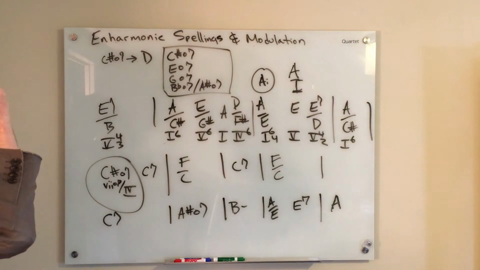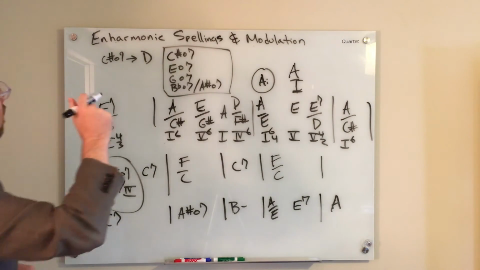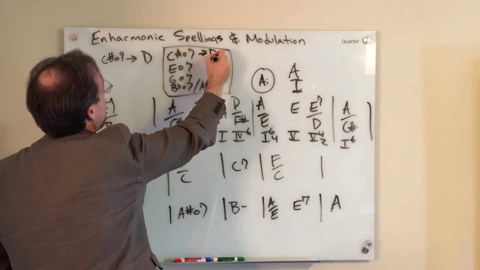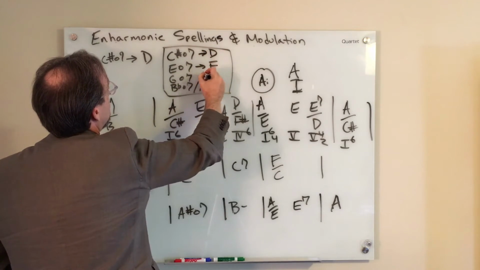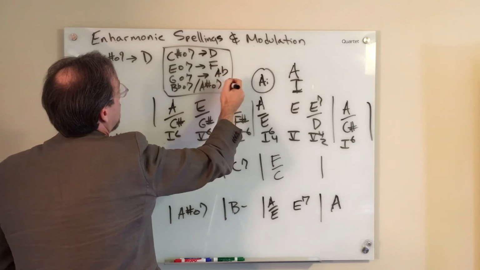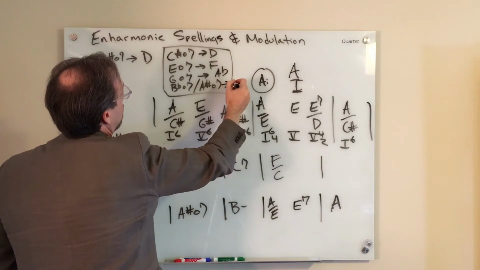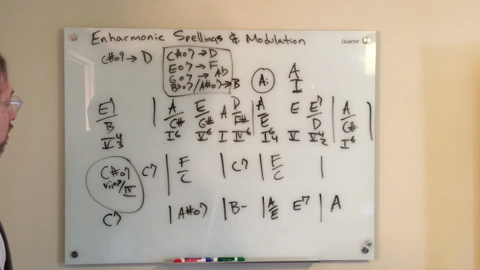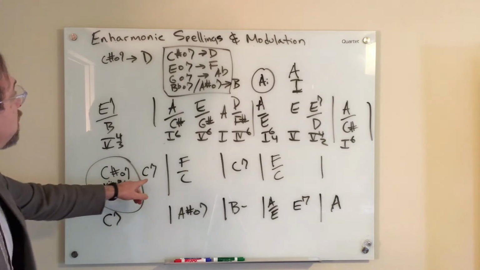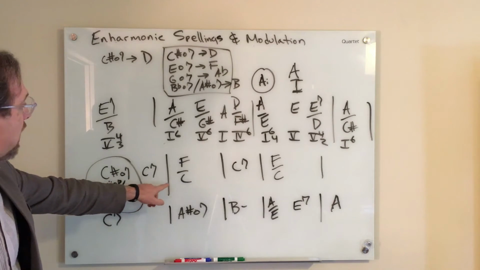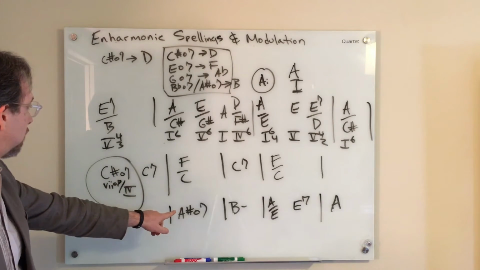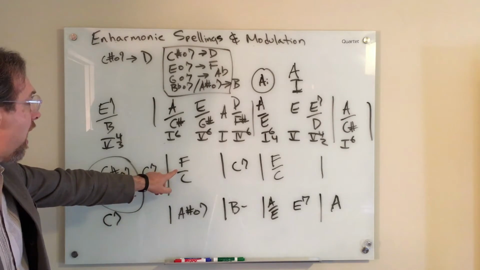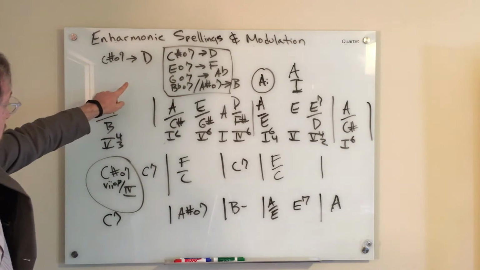Well, if C sharp, we'd expect to go to D, E to F, G to A flat, A sharp to B. Well, do we go to any of those keys? Well, we go to C, that's none of them. And after that, we go to F. Well, F is one of our options here.